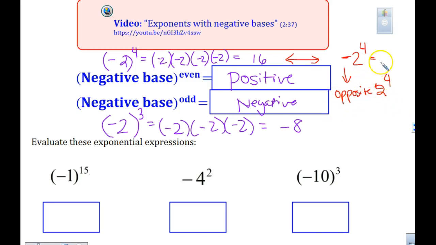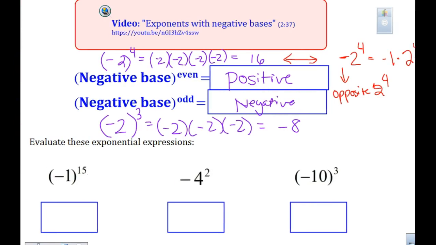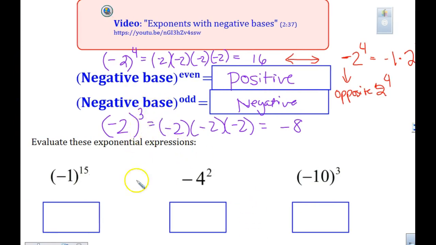So it really means that when we look at that problem, we actually have like a negative 1 times 2 to the 4th. Someone said, but there's not a negative 1 there. It's negative 2. The 2 is raised to the power, so the negative is like the opposite of that. 2 to the 4th is 16. This one comes out to be a negative 16. You need to be very careful in your homework if there's a parenthesis or not. If there's no parenthesis, a lot of times your answer will be negative, kind of like if it's an odd power. So we're looking at the problems down below, and we start off with negative 1 to the 15th.